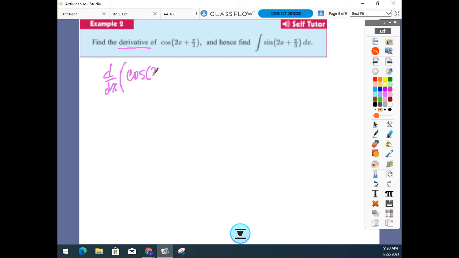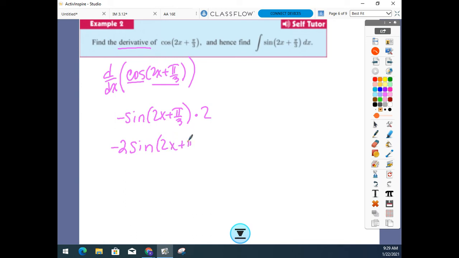So the derivative of cosine, so if we do the derivative, now this is where you're really blessed because you get to use your formula booklet. So the derivative of cosine is negative sine, and then we chain on the derivative of the inside, which is 2. The best way to write that is negative 2 sine. Okay, so your derivative, you're just straight out derivative.